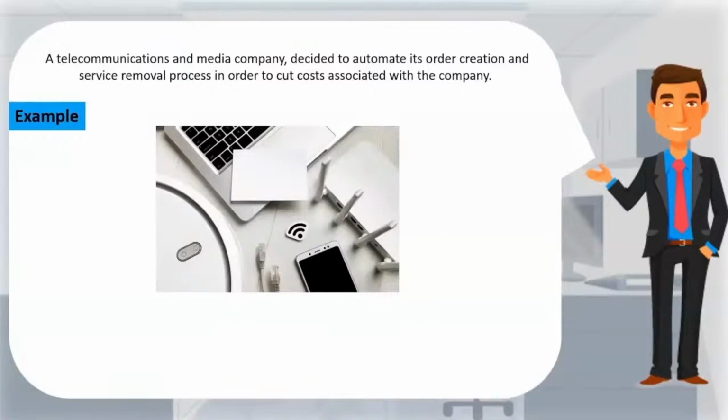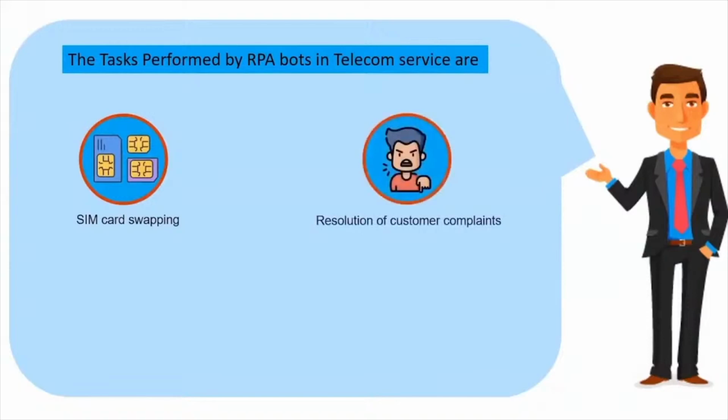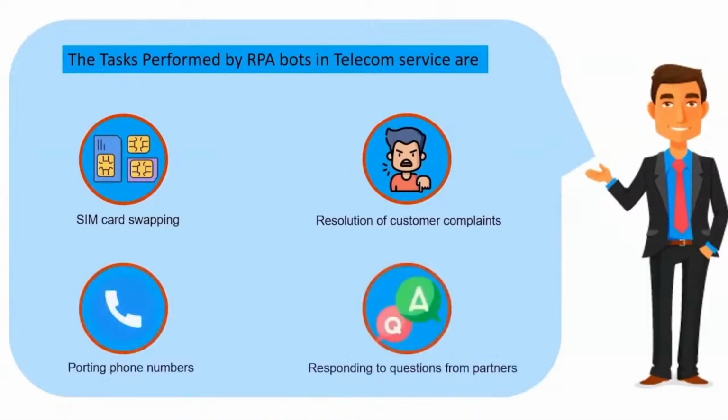Consider an example: a telecommunications and media company decided to automate its order creation and service removal process to cut costs associated with the company's speed booster discount service and deal with a massive amount of transactional data. With the implementation of RPA, it becomes simple to automate the order build process and service removal activity. The tasks performed by RPA bots in telecom service are: credit checks and SIM card swapping, resolution of customer complaints, porting customer phone numbers, and responding to questions from partners.